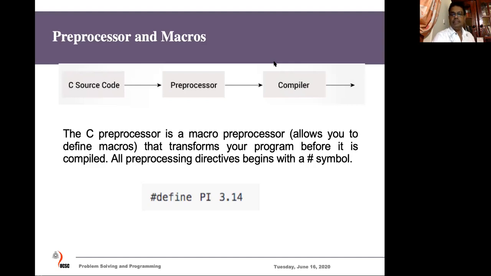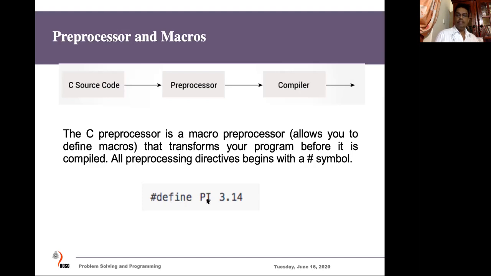The C preprocessor is a macro processor which transforms the program before the final compilation stage. Using preprocessor directives, we can automatically include all kinds of altered code in the final compilation. The best example is the define directive. All preprocessor instructions start with the hashtag, and we define directives using that.